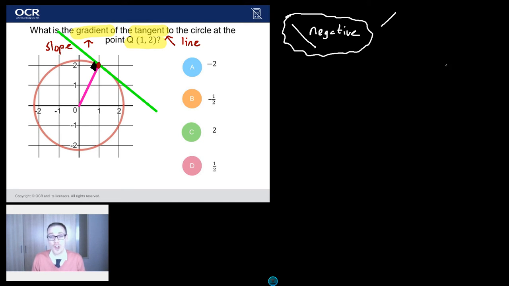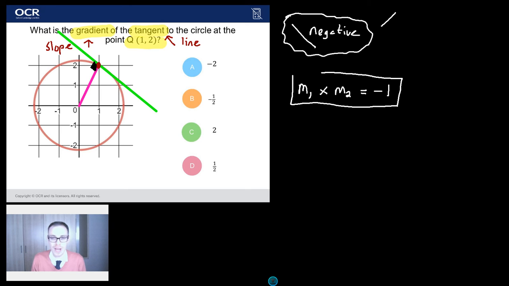Now how does that help us? Well, you've got to know one fact and one fact only. If you can work out the gradient of the radius, if you multiply it by the gradient of the tangent, you get an answer of -1. And that relationship is always true for the gradient of any two perpendicular lines like we've got here. Some people prefer to think of it as this.